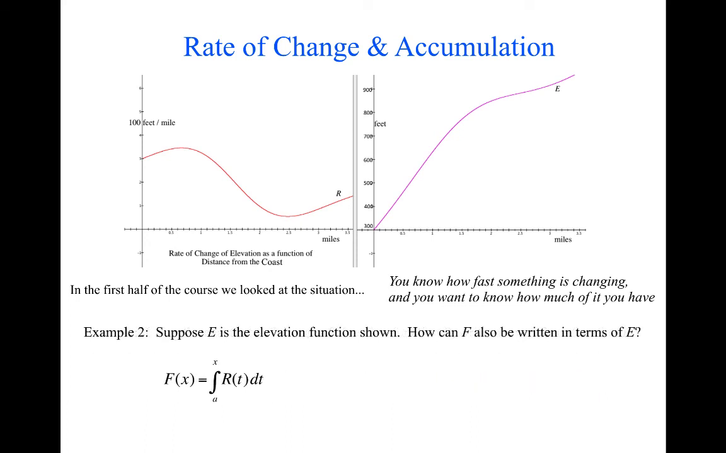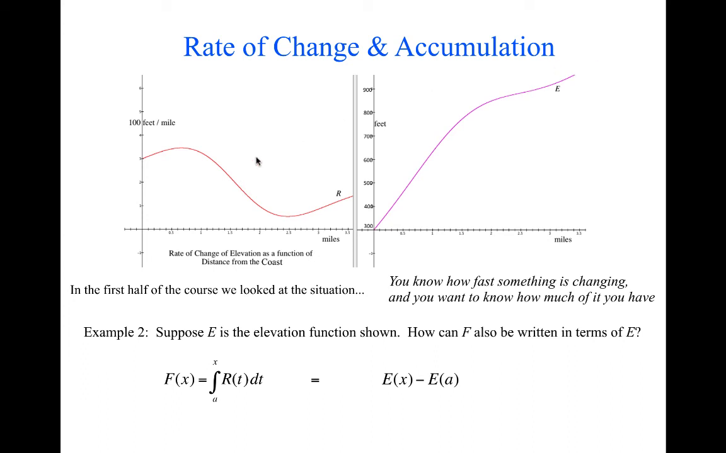So suppose that E is an elevation function, not a net change in elevation, but just elevation. Notice that at 0, it starts at 300. So if this is actually a coast, then this is a cliff sort of coastline, as opposed to a beach coastline. So we start at 300 and it goes up from there.